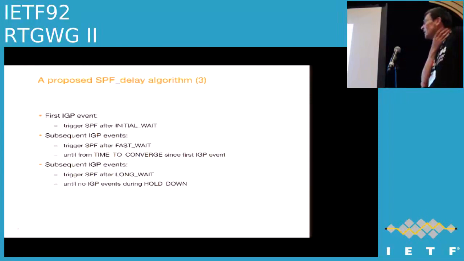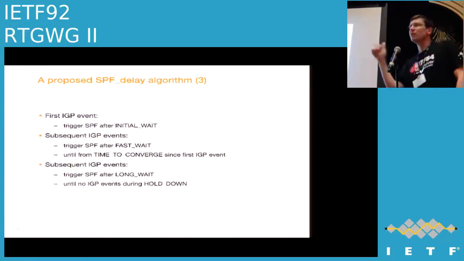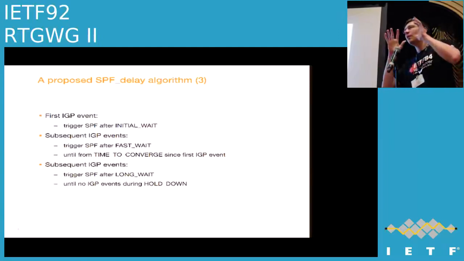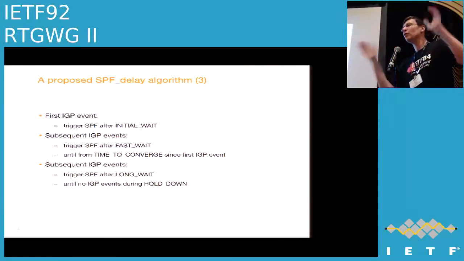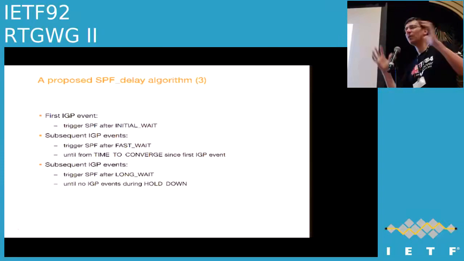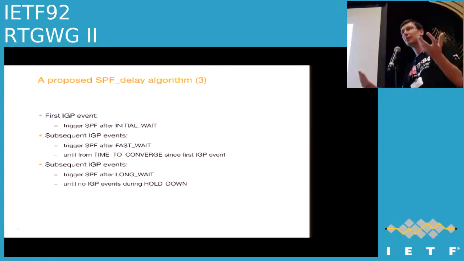So the algorithm is quite simple. For the first IGP event, you wait for initial wait, which is very small. For all the subsequent IGP events, you wait for fast wait, and you do so until you overshoot your convergence delay. I mean, you believe that for a single event, your network should be able to converge in, let's say, 1 or 2 seconds.